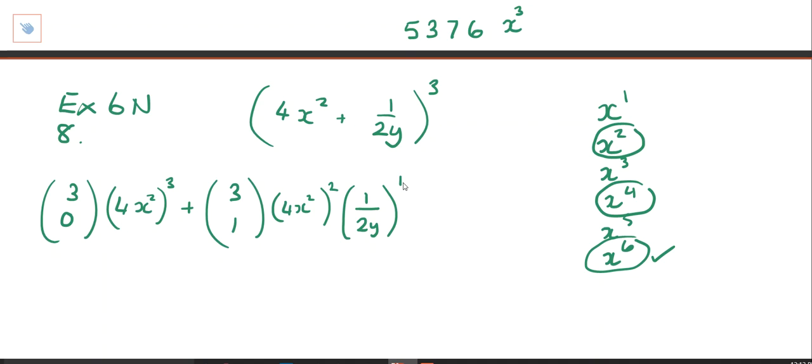Okay, and so on. So if I were to ask you to find, let me change this question to give you one that you would do. So what if I were to ask you, we've got 4x squared plus 1 over 2y, and if I made it to the power of 7, no, I won't do that. I'll do it to the power of 6. If I said to you, I want to find the term in x to the power of 6, that's the term I want.